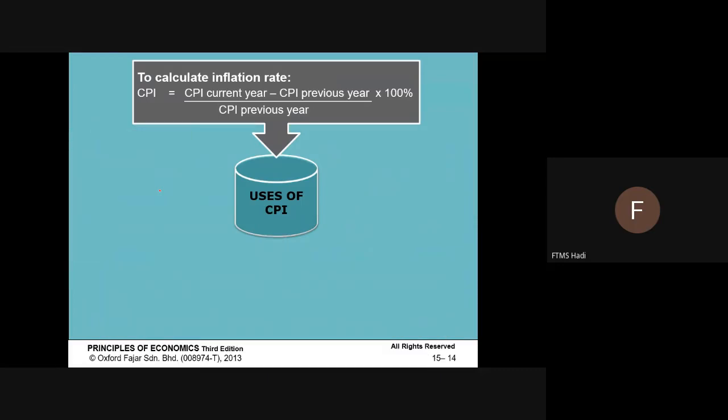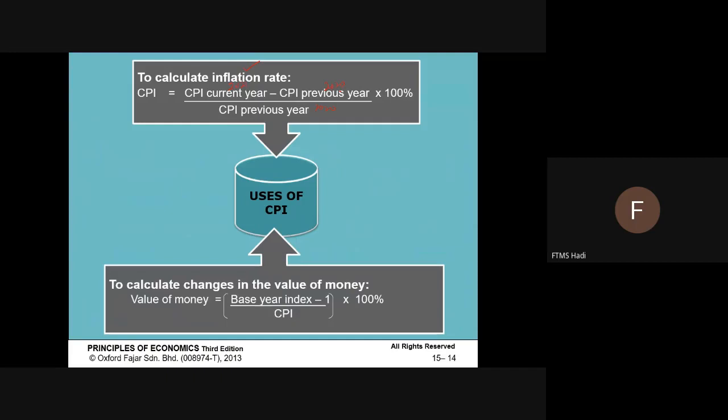Okay, what are the uses of CPI? The first one, I already told you, is to calculate the inflation rate. If the inflation rate is high, there is a possibility that prices are going up as well. So this is the formula: CPI current year minus previous year, divided by previous year, multiplied by 100. Let's say if this one is 2021, that means the previous year is 2020, and then 2022.